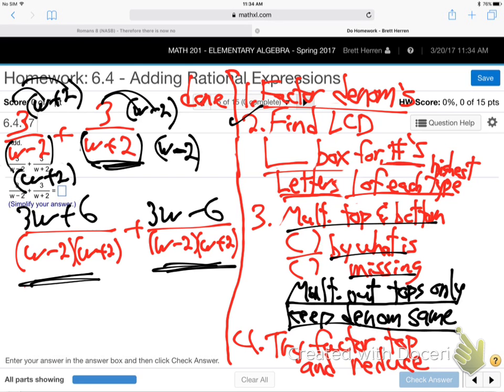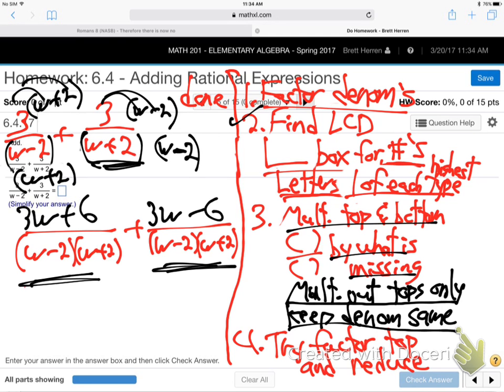Multiply the tops only, keep the denominator the same. Is that good? Why? Again, because once you get common denominator, you never touch the denominator again. Does that make sense? The first two steps are all about the denominator. Everybody notice that? First two steps are factor the denominator and make a common denominator. Denominator, denominator. Steps 3 and 4 are about the numerator. Give the top what's missing. Multiply out the top, right?